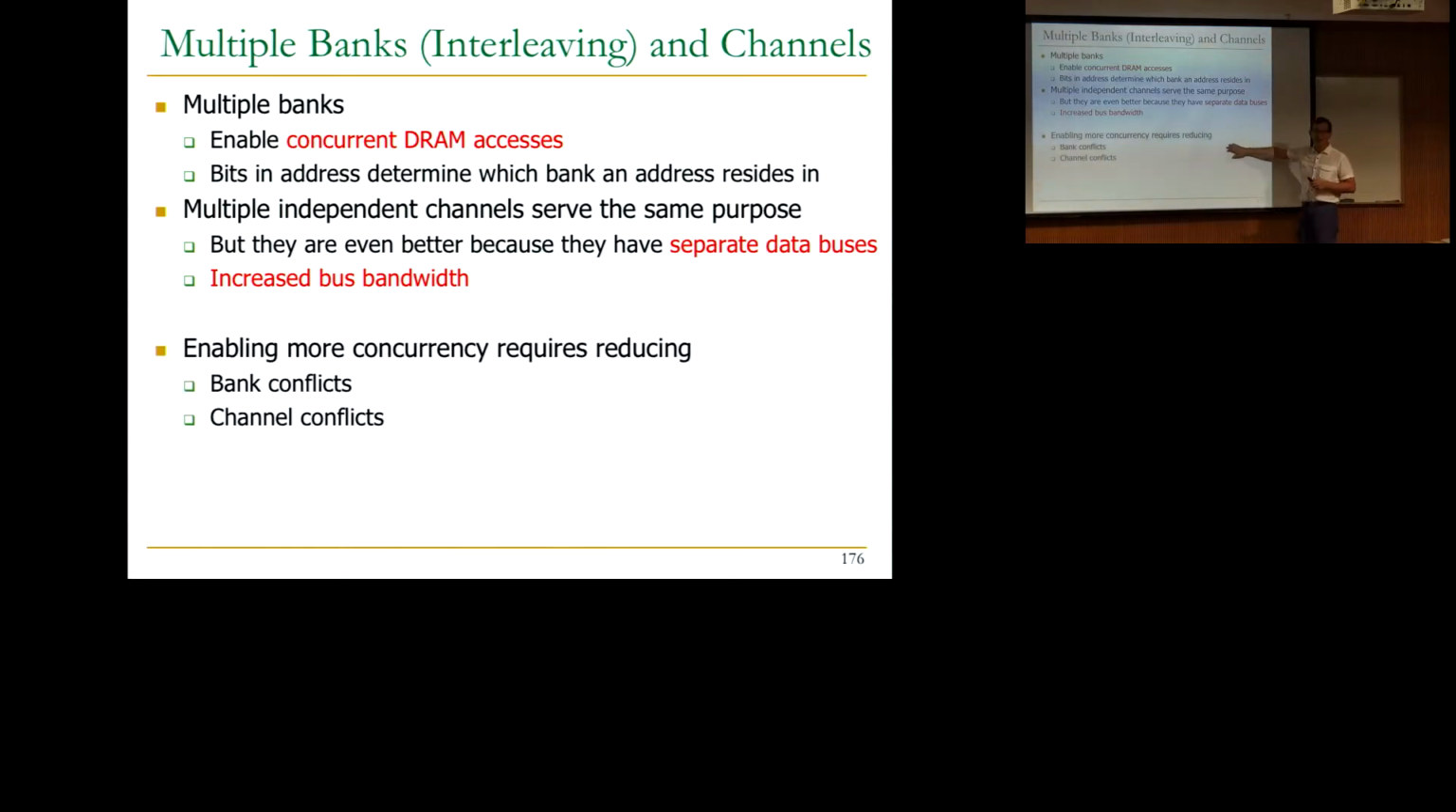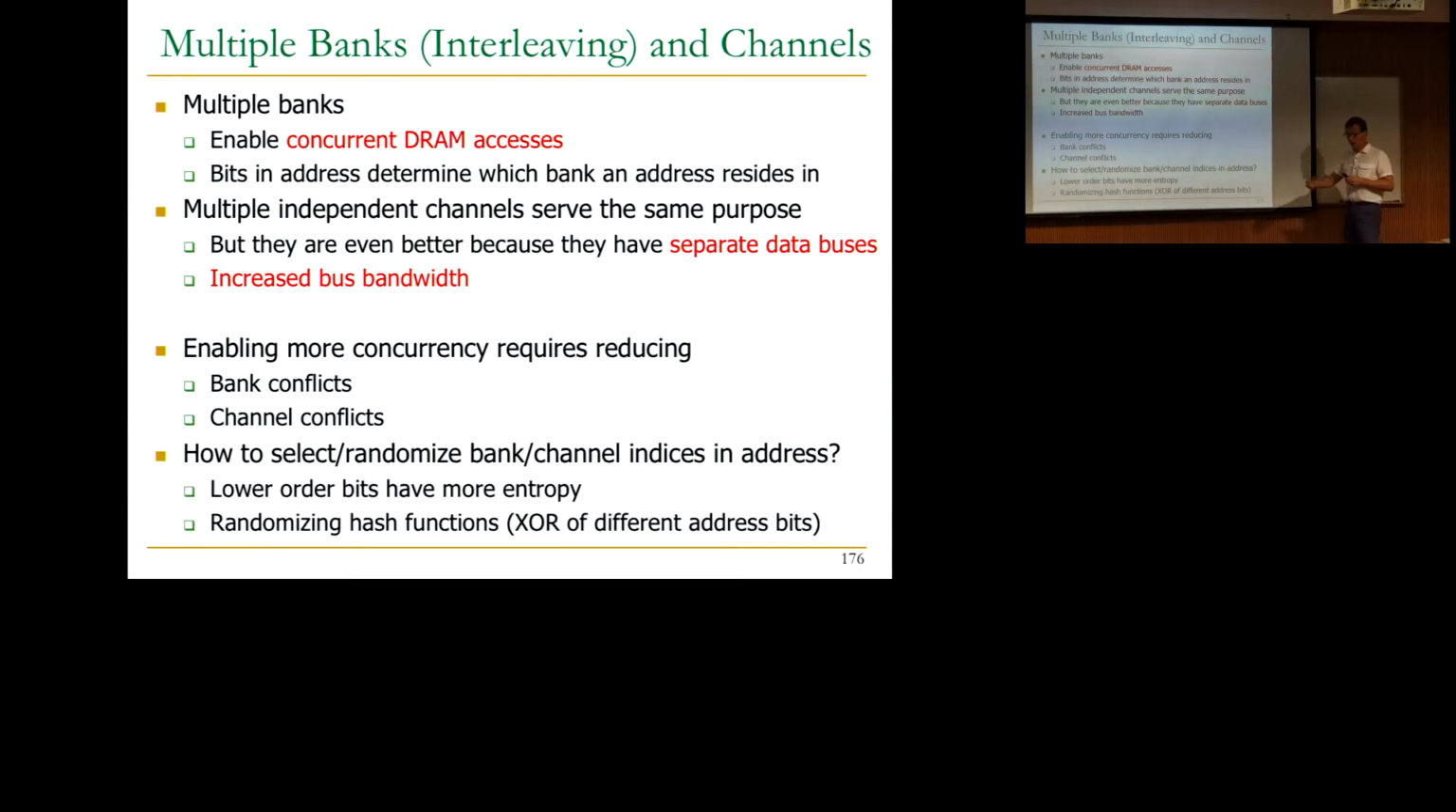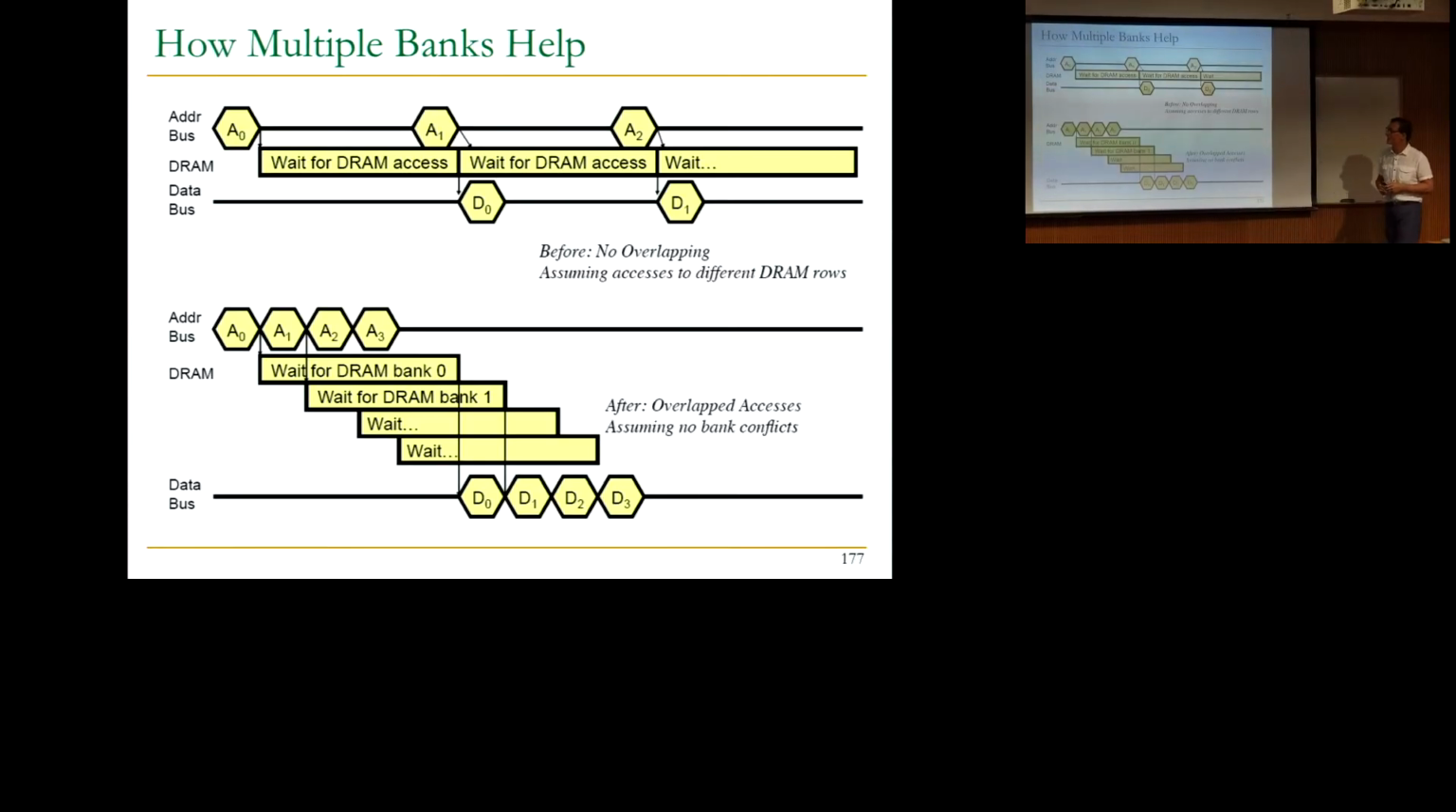Enabling more concurrency clearly requires reducing the bank conflicts and channel conflicts that you have. And this is really important in the memory subsystem. That's true for on-chip also, but it's even more true for off-chip memory structures. So one of the key questions is how do you select or randomize the bank and channel indices in the address? You have this physical address. Which bits do you choose? And how do you actually randomize those bits? Usually lower order bits have more entropy because they change a lot during the run of an application. And randomizing hash functions like XOR of different address bits help in reducing the bank conflicts. We're going to talk about bank conflicts later on also.